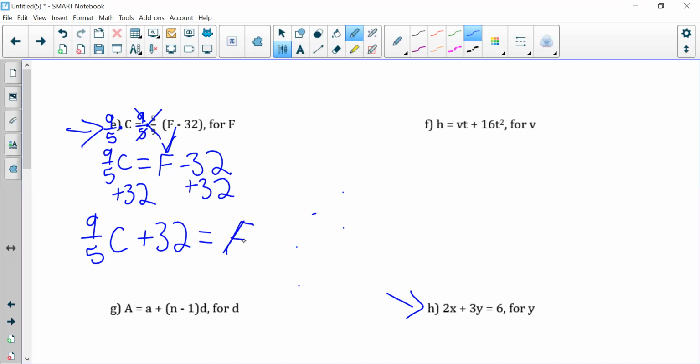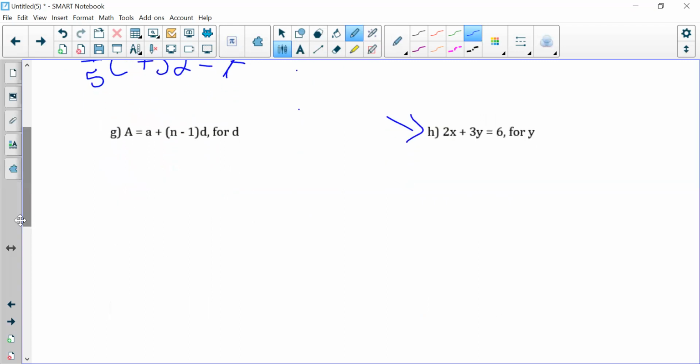All right, intermediate algebra 2 students, you are done. Go find your homework. Regular algebra 2, follow me. Let's do F here. All right, 2x plus 3y equals 6, and we want to solve this for y.